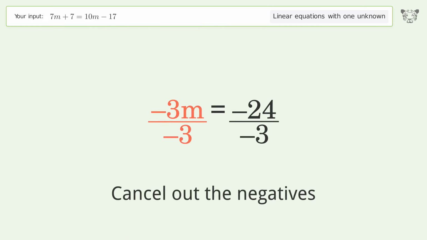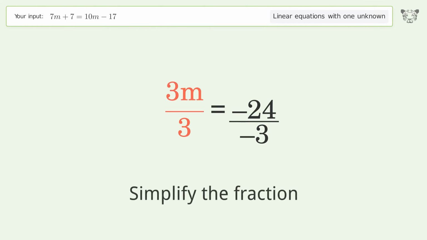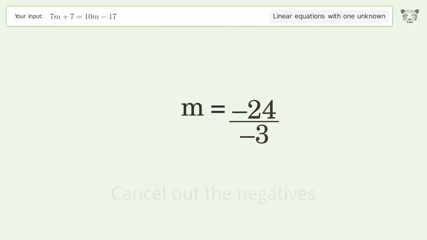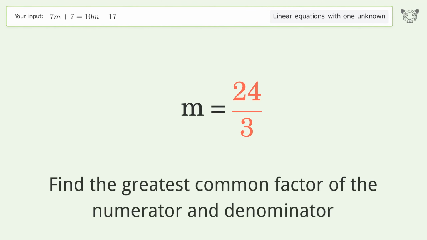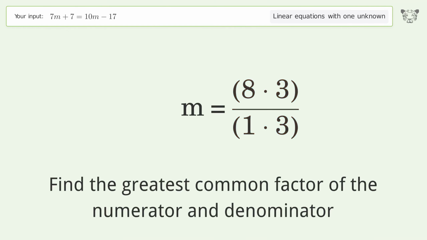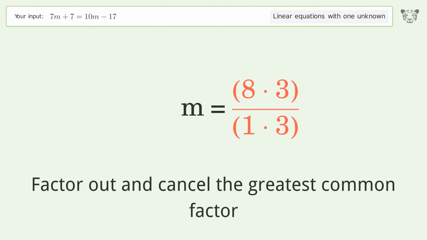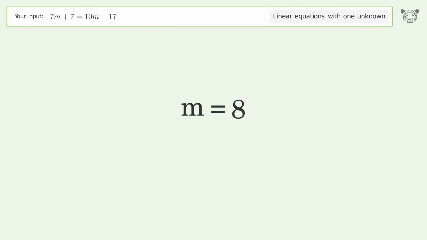Cancel out the negatives. Simplify the fraction. Cancel out the negatives. Find the greatest common factor of the numerator and denominator. Factor out and cancel the greatest common factor. And so the final result is m equals 8.